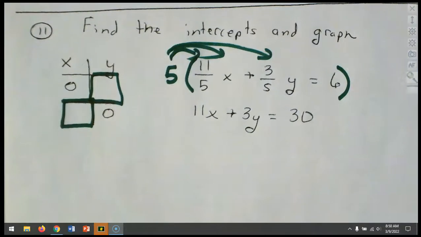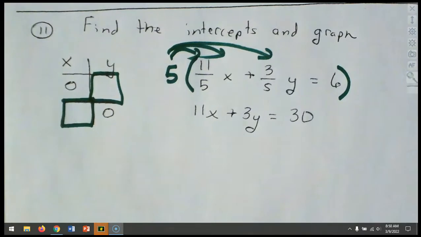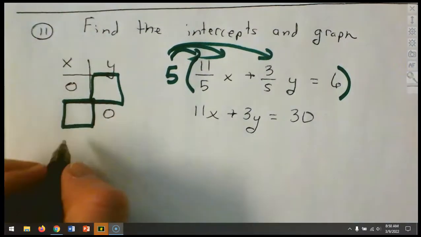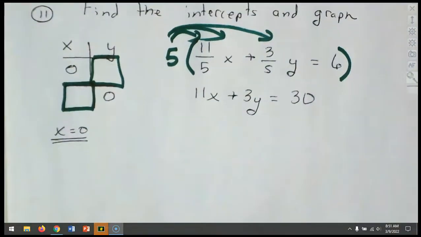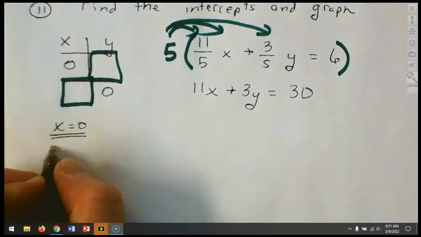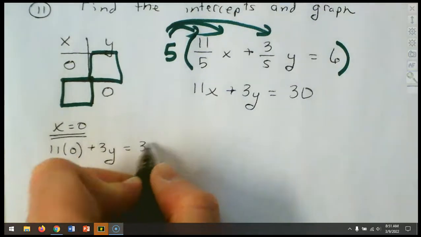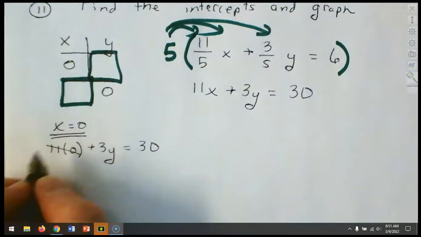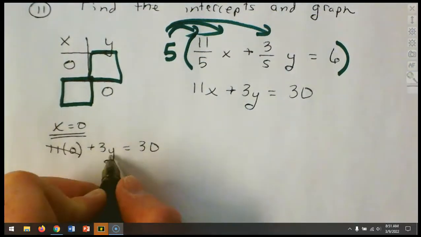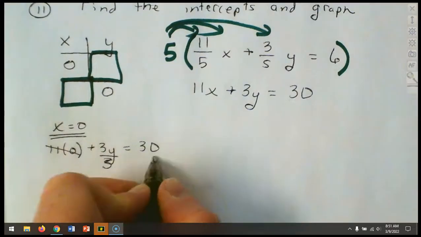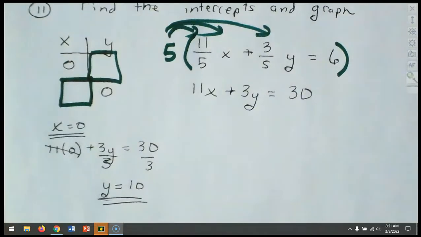So we cleared our fractions. Now we need to fill in the missing pieces here to get our intercepts. So we'll start with x equaling 0. Okay, and if x equals 0, then that's 11 times 0 plus 3y equals 30. 11 times 0 is 0, so that's gone. We can solve easily for the y by just simply dividing now by 3. And that gives you the first one, which is then y equals 10.